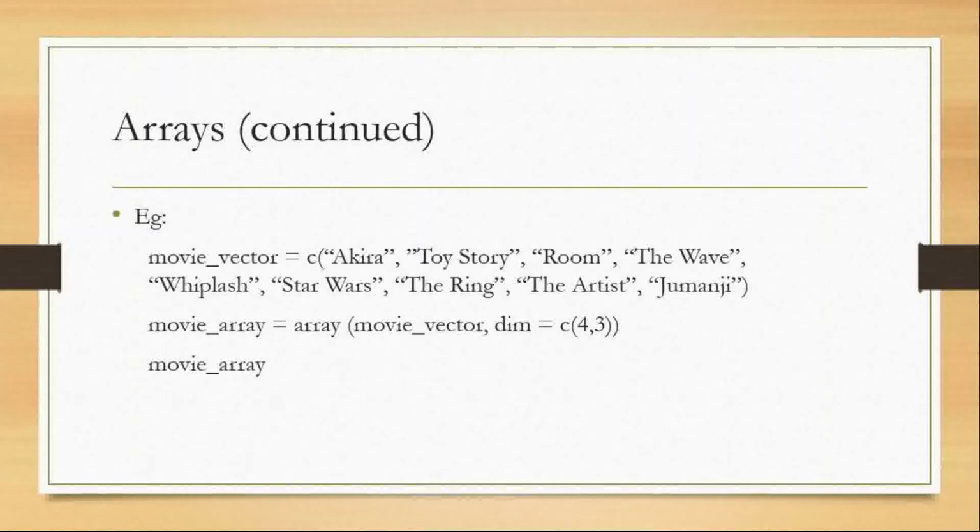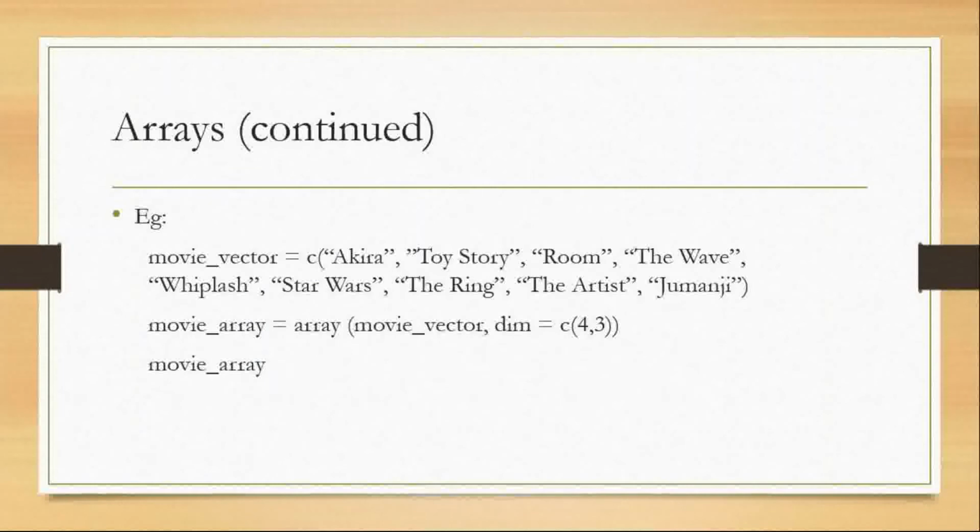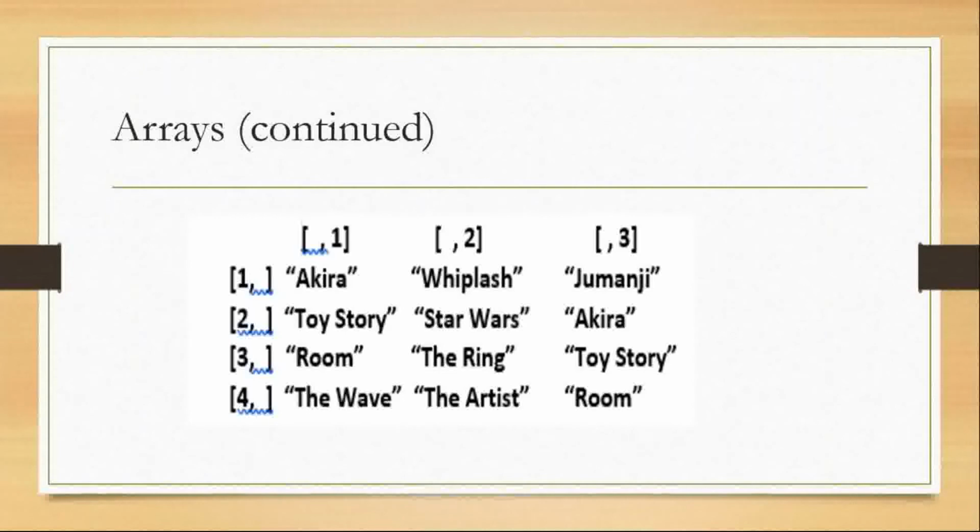By dimension, I refer to the rows and columns. Here the dim function is used to mention the rows and columns. We need 4 rows and 3 columns. The output will be like this. As I said, values will be arranged column wise. So we have 4 rows and 3 columns.